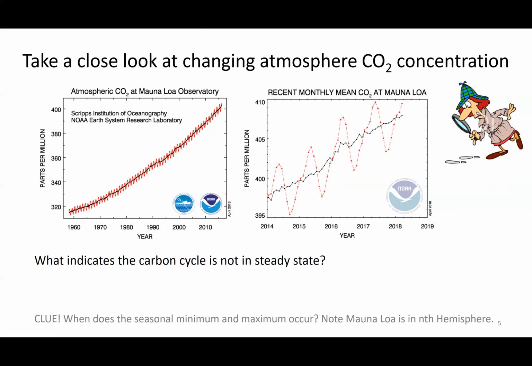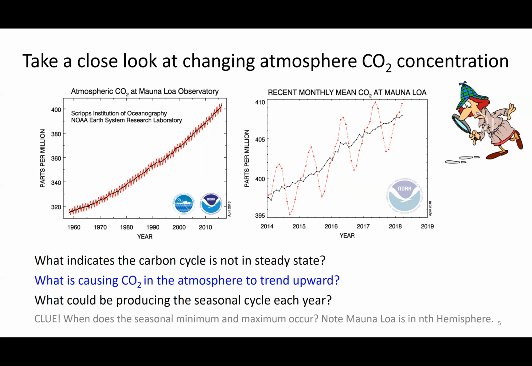So here's a couple of questions for you to think about. And as with the previous lecture, I'd suggest you pause and think about these questions before moving on. So what indicates the carbon cycle is not in steady state? That should be fairly straightforward for everybody now. This is a slightly bigger question: what is causing CO2 in the atmosphere to trend upward? And what could be producing the seasonal cycle each year that we see in this diagram here? These relatively large variations every year.